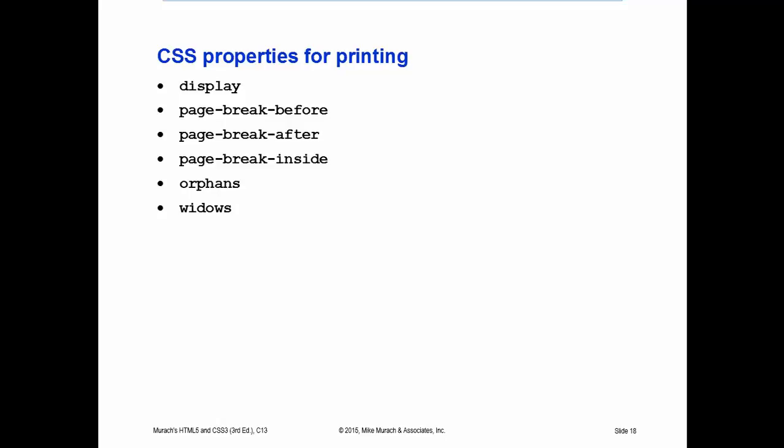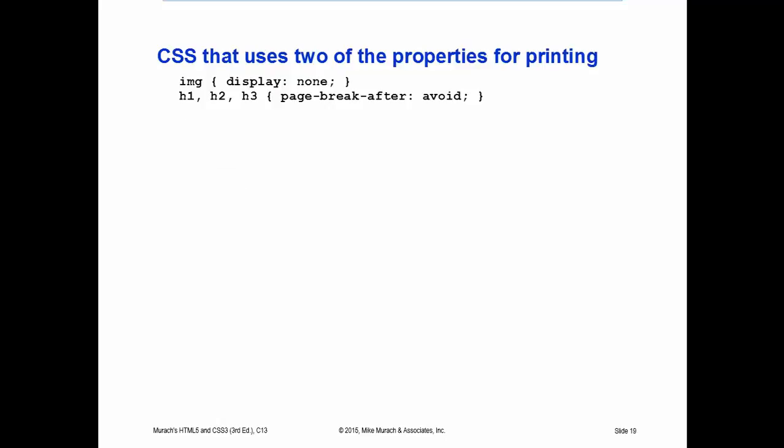Orphans, which is the minimum number of lines within an element that can be printed at the bottom of a page when a page break occurs. And widows, which determines the number of lines within the element that can be printed on the next page. If you don't want an element to be included when a page is printed, you can set its display property to none. All right, just a couple. Again, most of this stuff is, hopefully at least, pretty obvious.